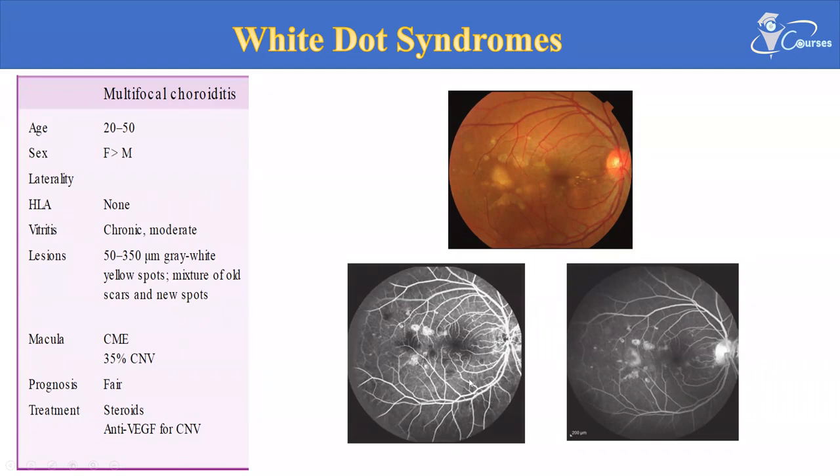The fluorescein angiography here will show late staining of these choroidal lesions. So there will be minimal early hyperfluorescence with late hyperfluorescence and staining. Also, those patients could have cystoid macular edema, with choroidal neovascularizations occurring in 35% of patients, and a fair prognosis with response to steroids and anti-VEGF for the choroidal neovascularization.